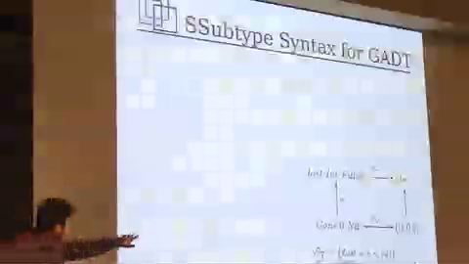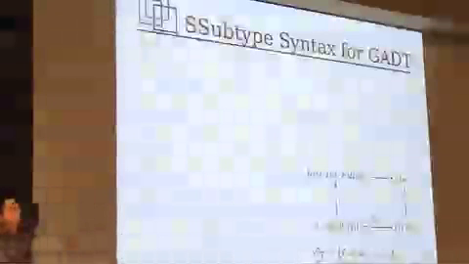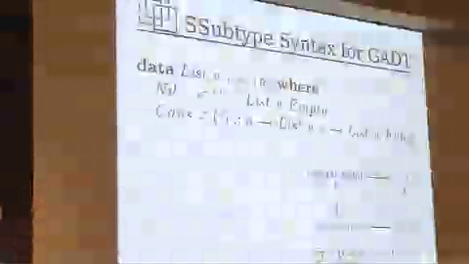So we've seen this picture, and how do we write that in syntax? We came up with this syntax, which just reflects this subtype rule and sharing rule in the code.